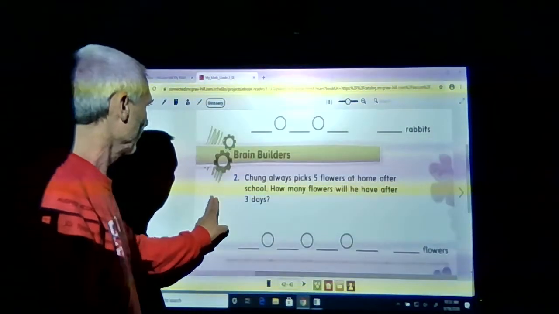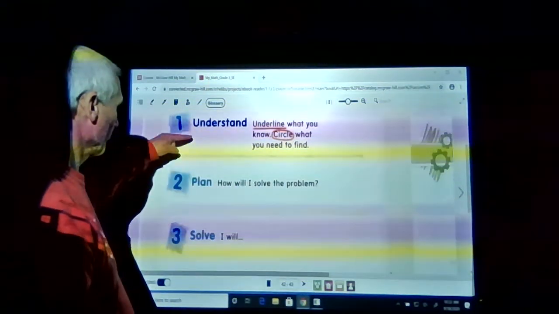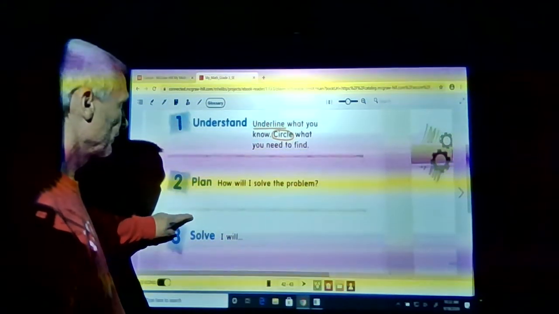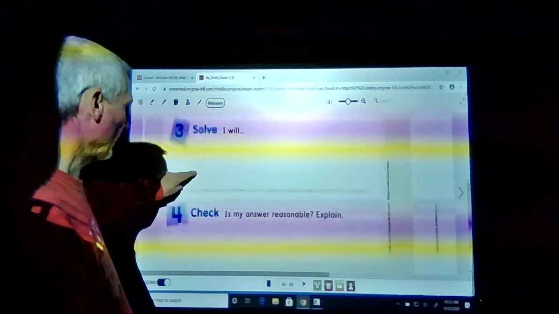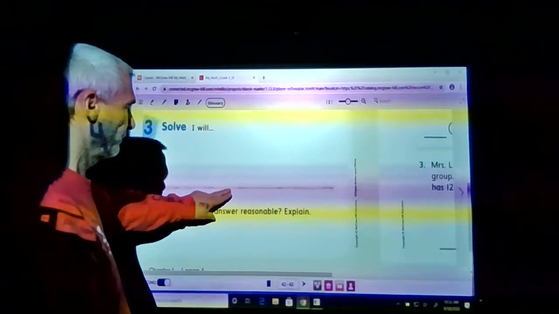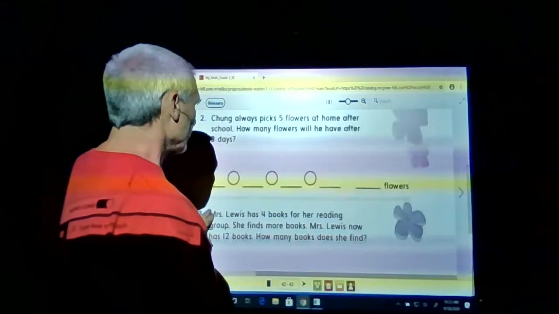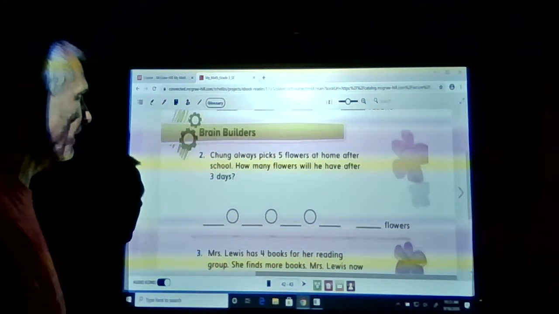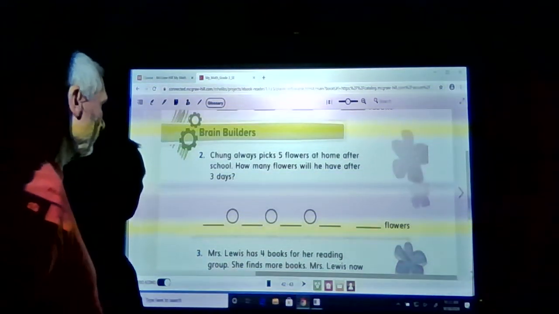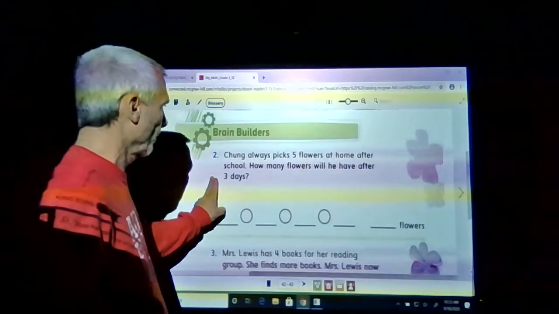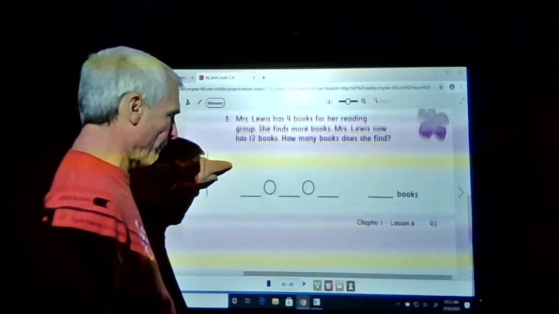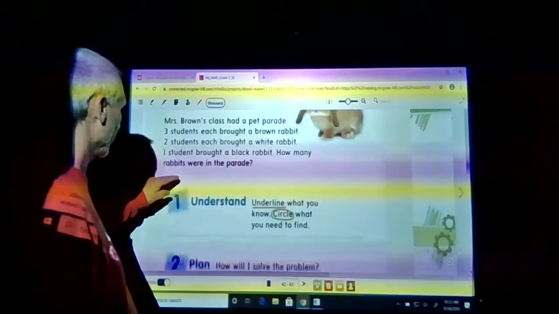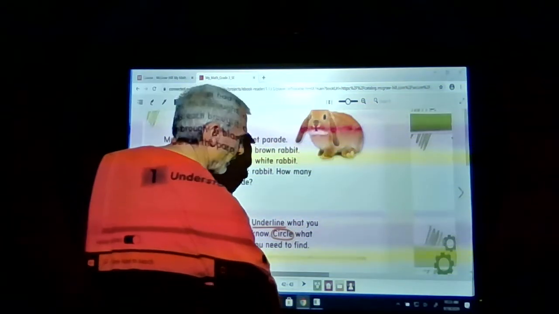So let's try understand, plan, solve. And is my answer reasonable? Okay, let's take a look. Chung always picks 5 flowers at home. Looks like Mr. B needs to go back 1 page first. All right, let's look at this one first. Then we'll go to that one.